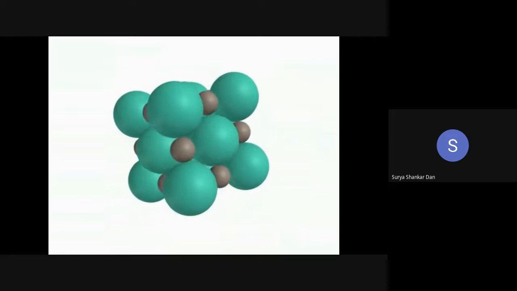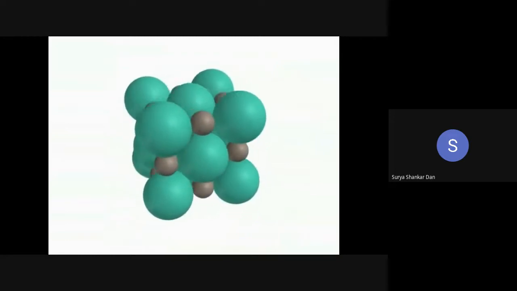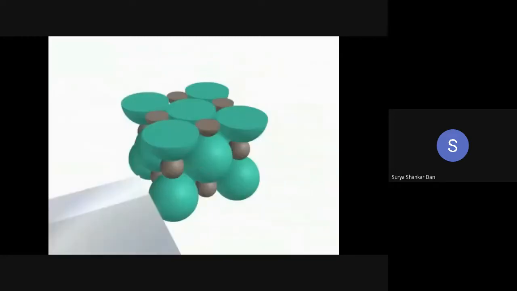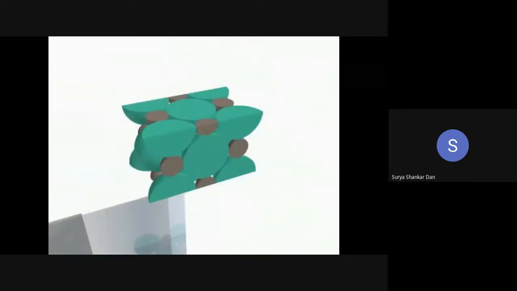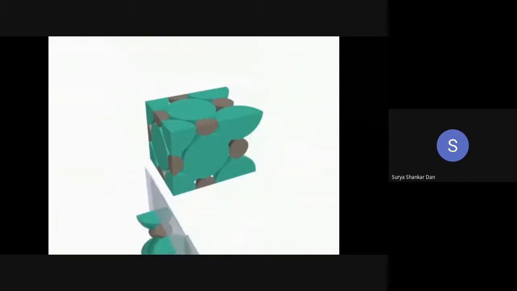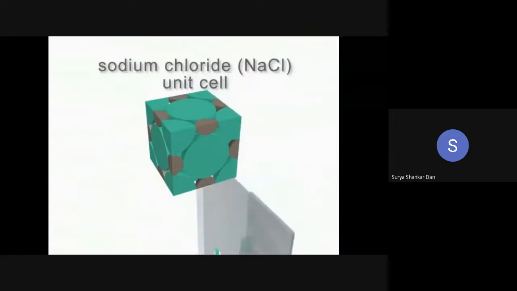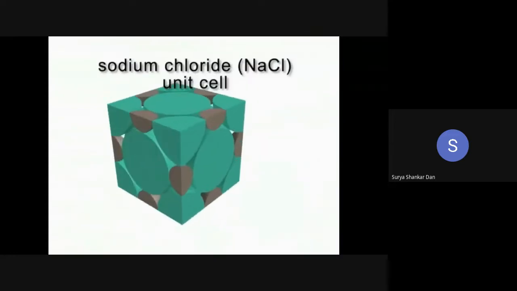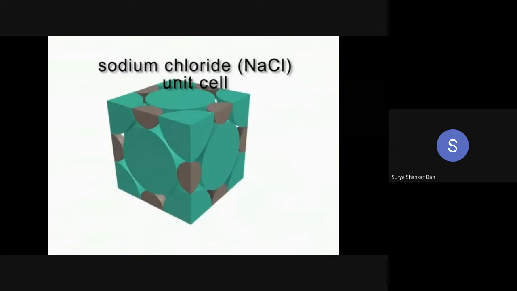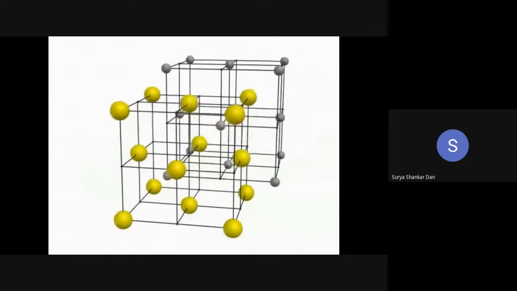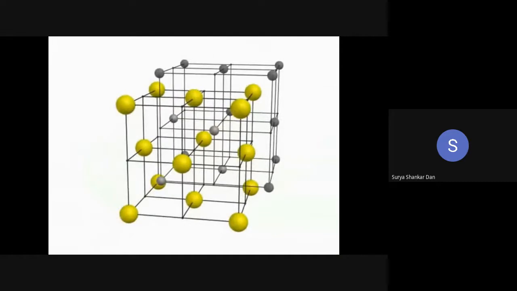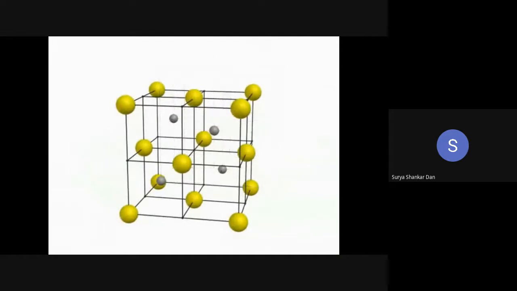Picture separate face-centered cubic arrays of chloride ions and sodium ions as they approach and interpenetrate each other. The smaller sodium ions fit in the holes between the larger chloride ions in the NaCl unit cell. Zinc sulfide adopts the zinc blende structure, as do the copper 1 halides and several other compounds.